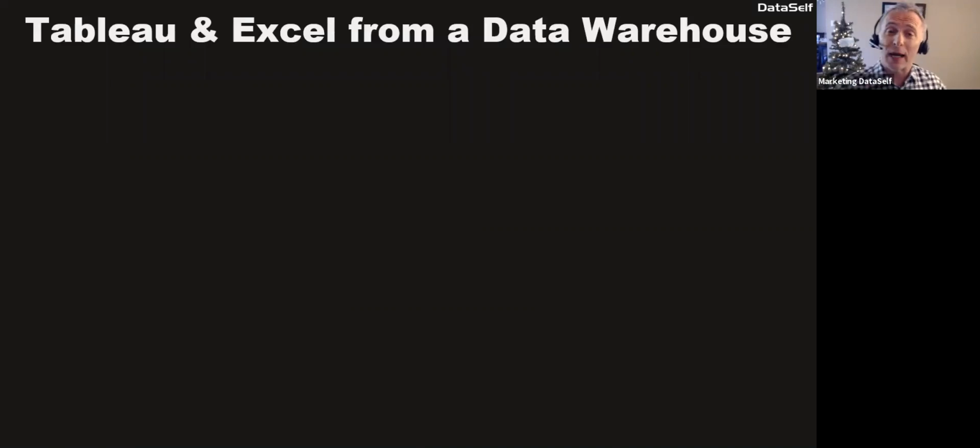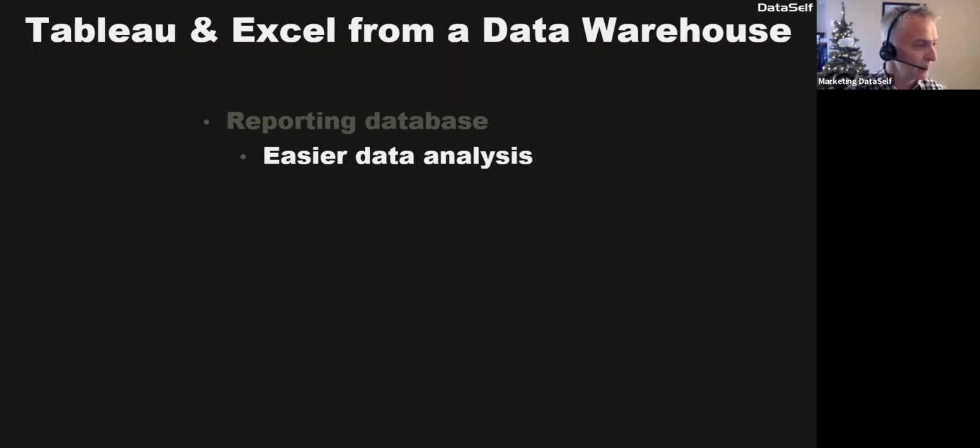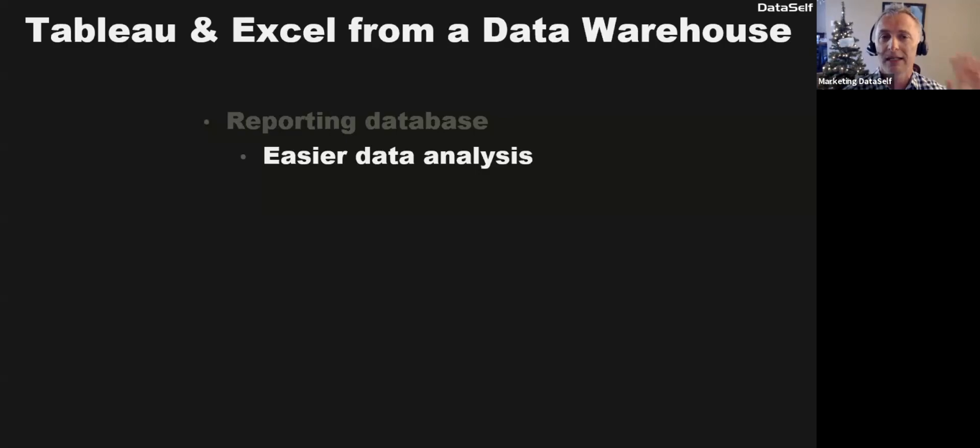Now, once you have a data warehouse with all the pros and cons we discussed so far, I'm going to talk about the benefits of using tools like Tableau and Excel to get the data out of the data warehouse. So the first main benefit is, well, now you're hitting a reporting database. You're not hitting the source system, and then it's easier. When you look at this output here, if you're using Excel or Tableau, as a user, you just see these beautiful names, these values, and then you just run with them. You don't have to understand the back end. It's all nice and clean. So it's easier to do data analysis.